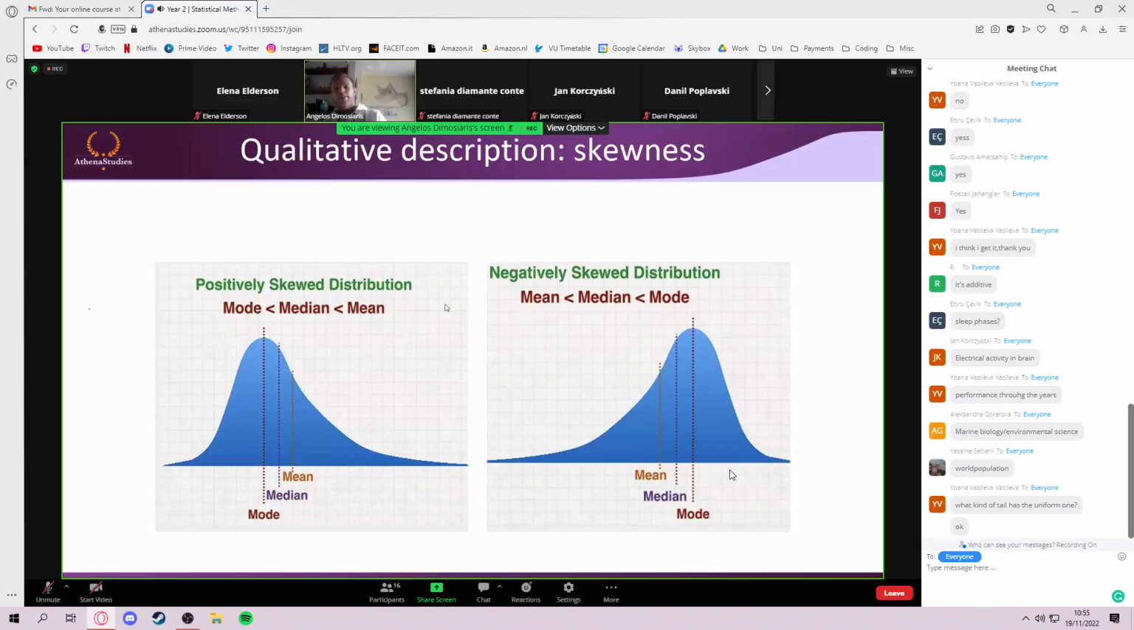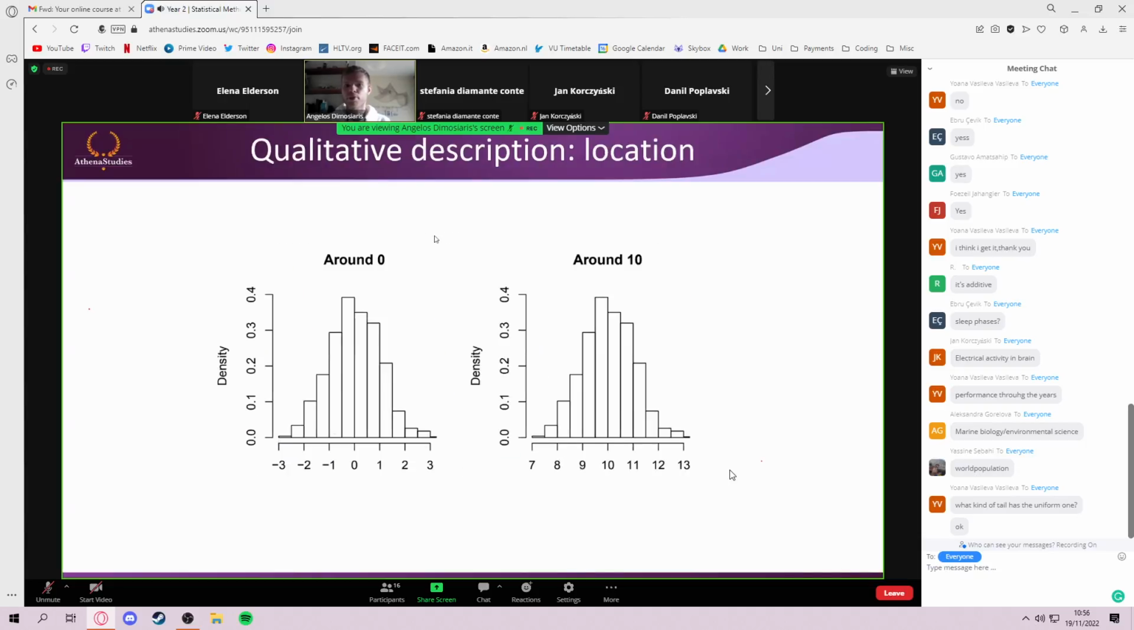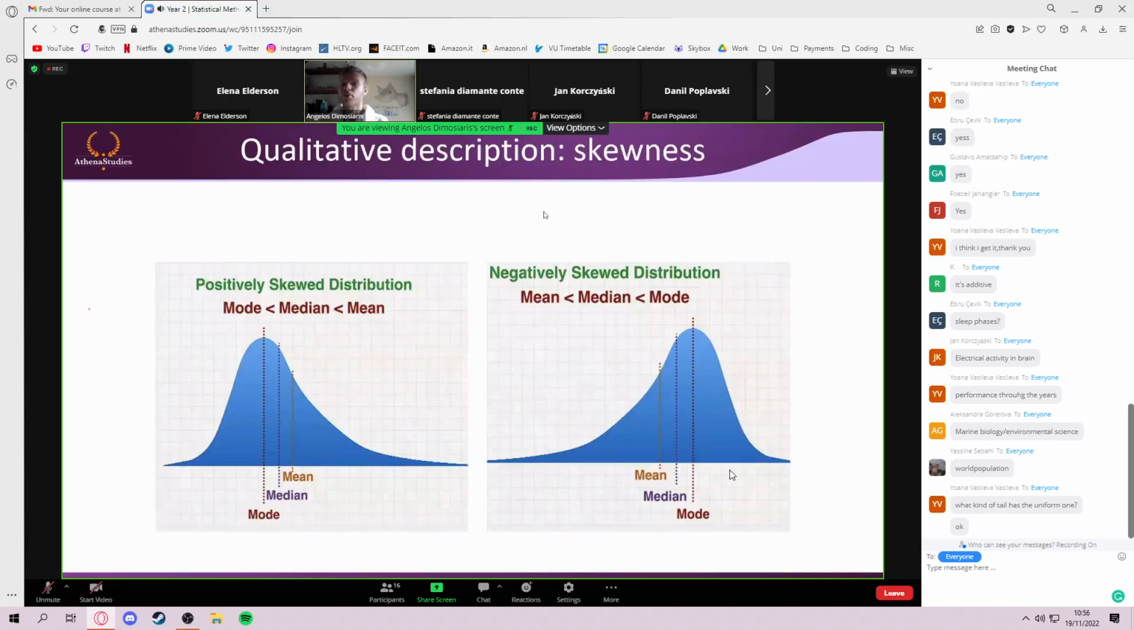And this is the last thing, the skewness. This only applies to skewed distributions, right? So it is not applied to symmetrical or uniform ones. If you have a skewed distribution, you can also talk about the skewness here.